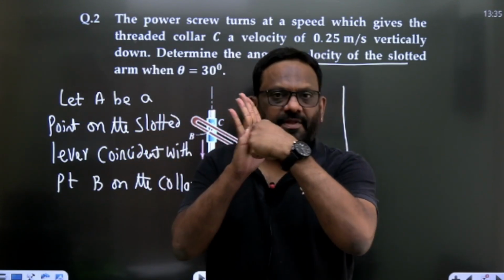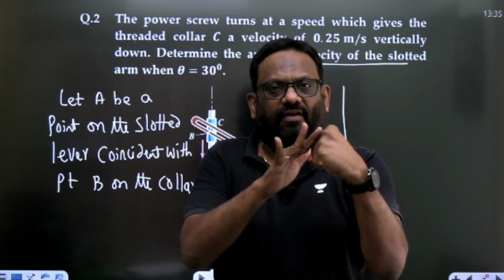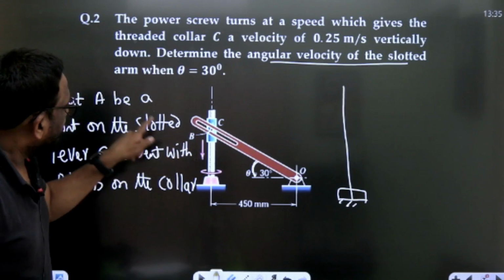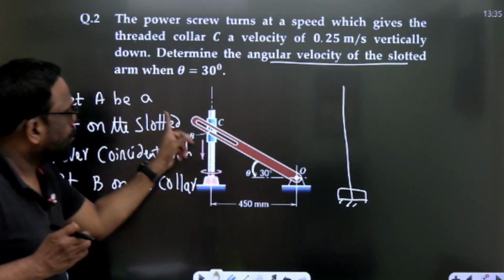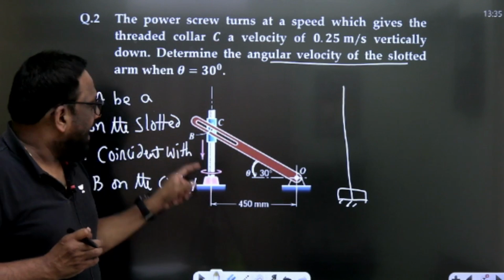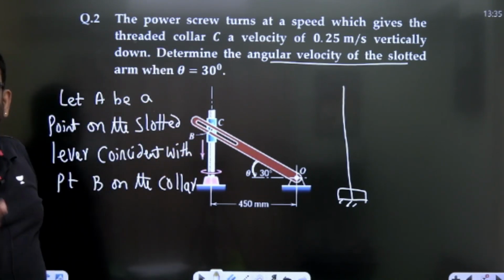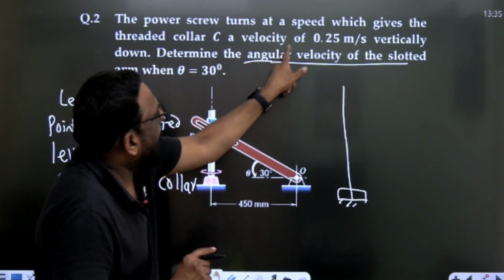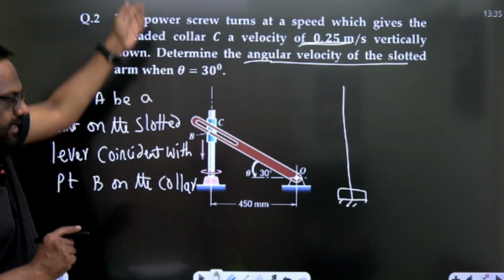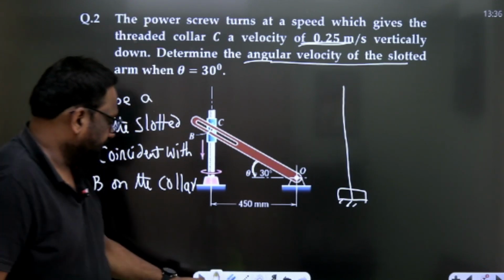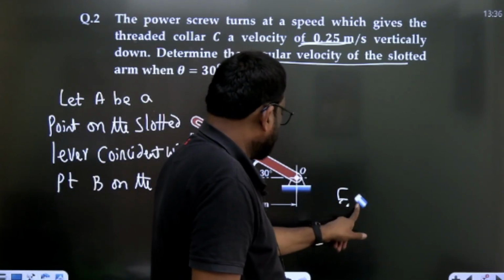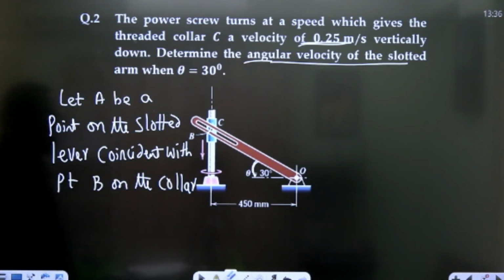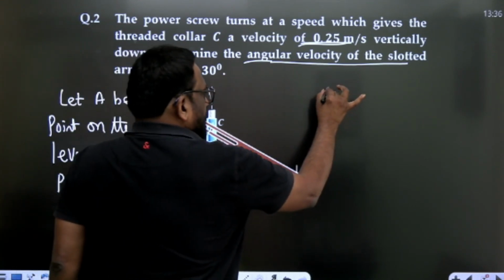Now both are like this. So let us say this is A on one, B on one. They are coincident. So where is point A? A is on the slotted lever, and B is on the collar. So what will be the velocity of B? Clearly, B is on the collar. The collar has a velocity vertically down. Very good sir, great. Please understand, my dear students, simple analysis. So this is the velocity.